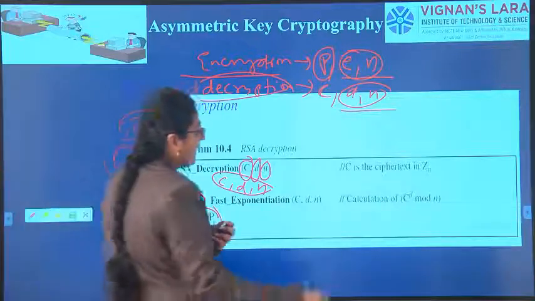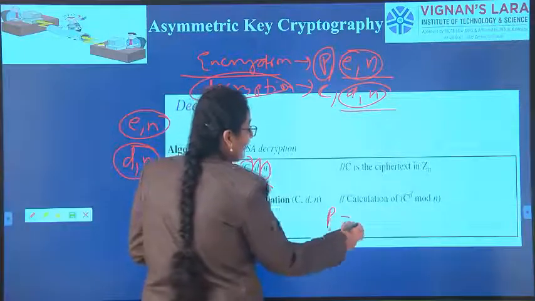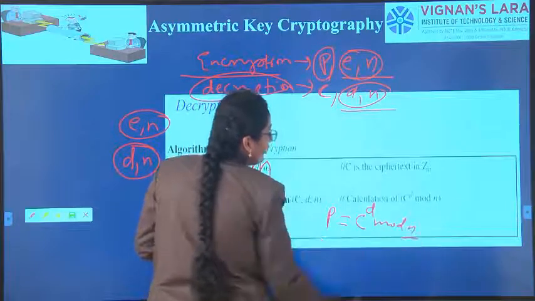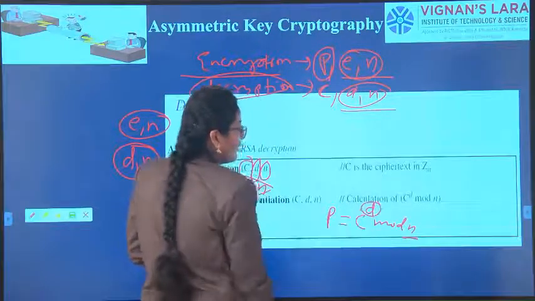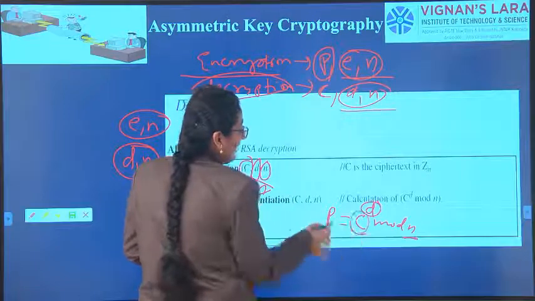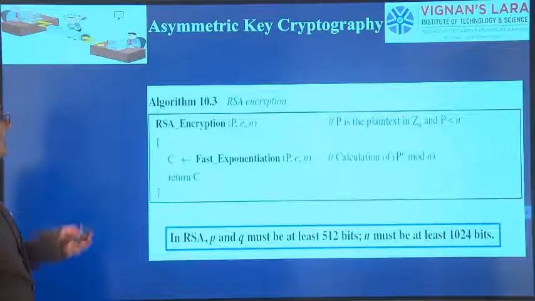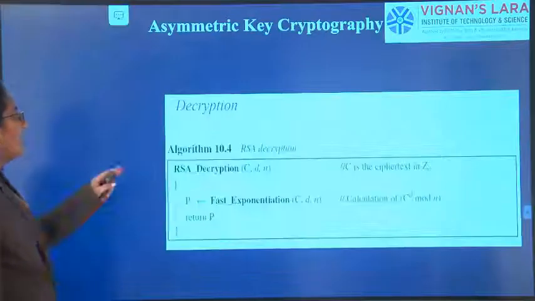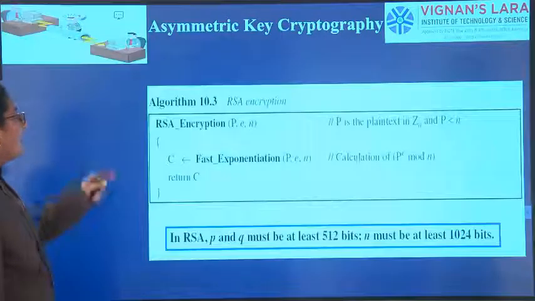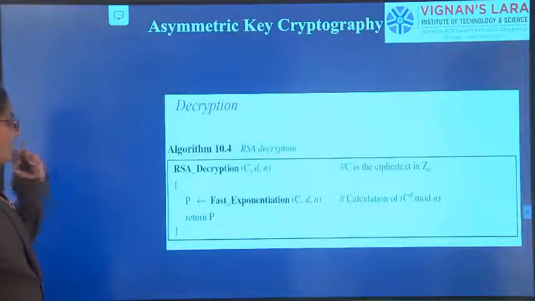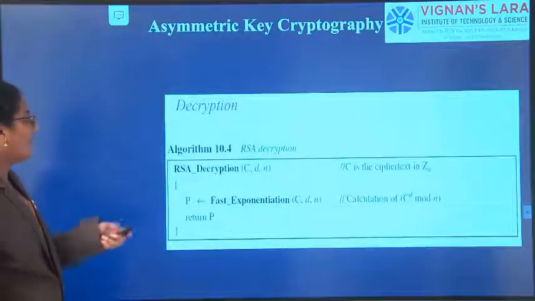What is the formula to calculate plain text? Plain text equals ciphertext power D mod N. This N value you already know, the D value you calculated. So since you know the ciphertext value also, you can get the plain text. What I wanted to tell you is, this is RSA encryption and this is RSA decryption. For RSA encryption we need plain text and the public key. For RSA decryption we need ciphertext and the private key.